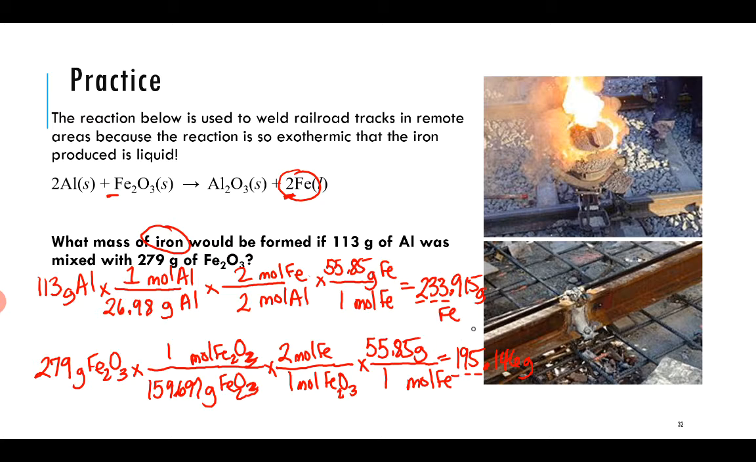So what this math is telling us is that after using all of my iron oxide, I will make 195 grams of iron. I cannot continue on to make the rest, to use up the rest of my aluminum, because the reaction is going to stop after I make 195 grams. And so this is the most amount of iron that I can make. And so the answer to the problem would be 195 grams of iron.